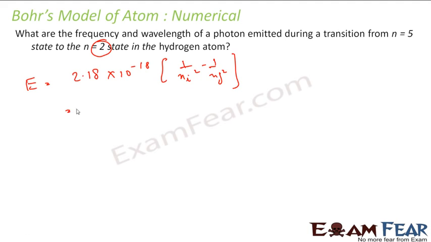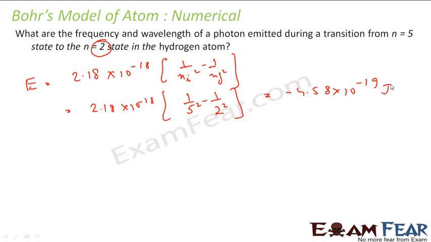You put the values here, so this becomes 2.18 into 10 to the power minus 18. N initial was 5, so 1 by 5 square minus 1 by n final 2 square. If you solve this, you get minus 4.58 into 10 to the power minus 19. So this much energy is emitted when the electron jumps from 5 to 2. If you see 5 to 2, energy has to be emitted. Also, the negative sign means the energy has been emitted, it has lost energy.